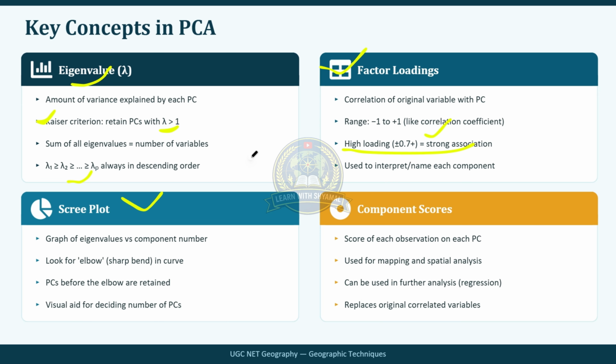Scree plot: graph of eigenvalues versus component number. Look for the elbow, a sharp bend in the curve. PCs before the elbow are retained. It is a visual aid for deciding the number of PCs.